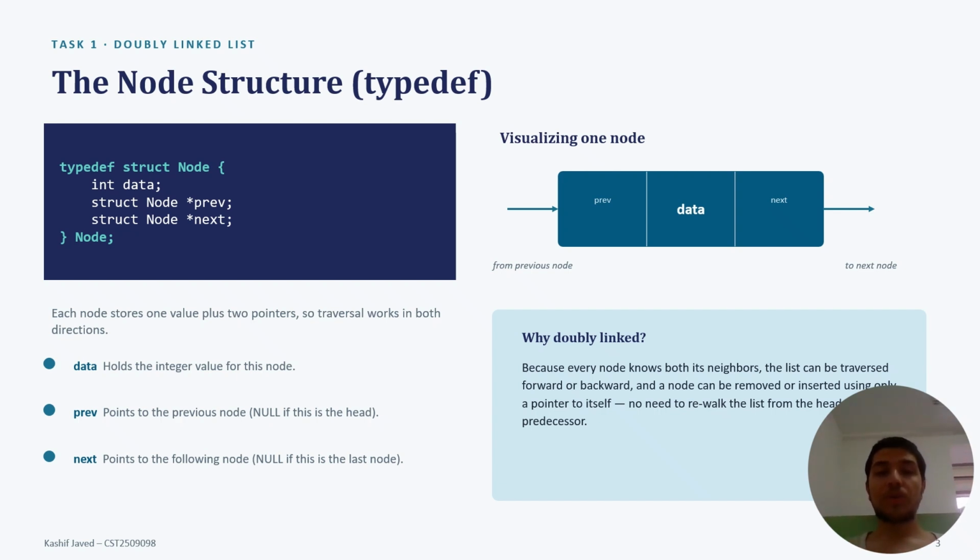I can go through the list forwards or backwards, and I can remove or insert a node using just a pointer to that specific node. I don't need to walk the whole list from the head to find what comes before it. I just need to use a pointer to that specific node.